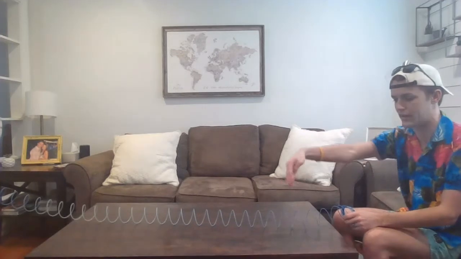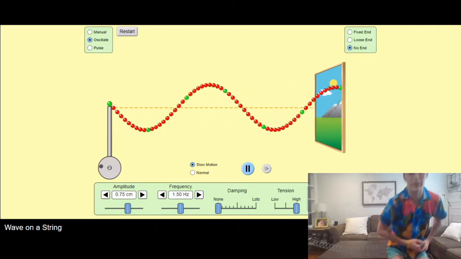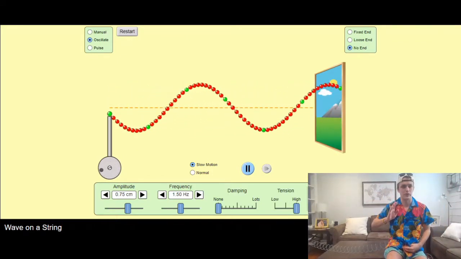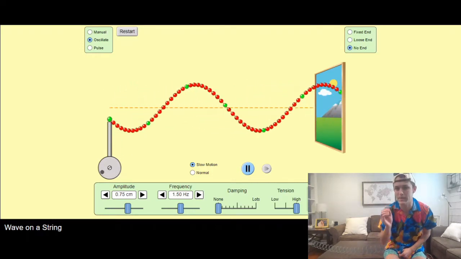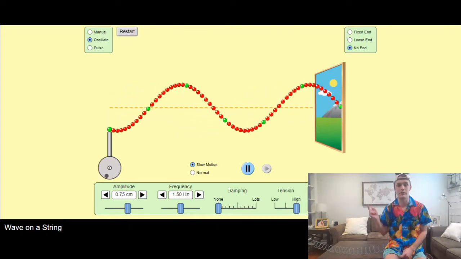So the energy is traveling this way, but take a look at the slinky. The slinky itself, at any given point, is moving this way. This direction might be a little hard to see, but let's take a look at this simulation from our friends at phet.colorado.edu. On this simulation, you can see waves on a string, it's vertical. Take a look at the actual individual beads as they move. You can see the wave is going from the oscillator out the little window.